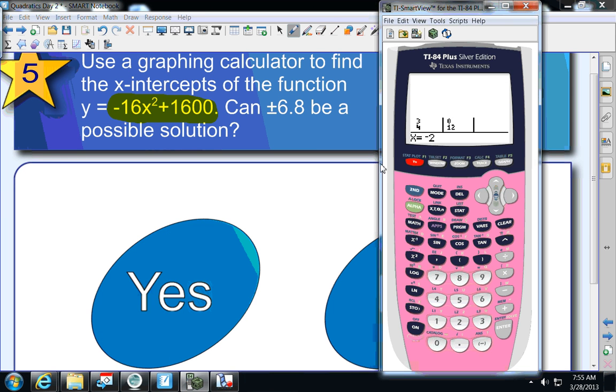Okay, so go into y equals. Put in there negative 16 x squared plus 1600. Now I'm going to press graph, and let's look and see where it crosses. Holy moly, I don't see anything. Does anybody? What if I went second graph?